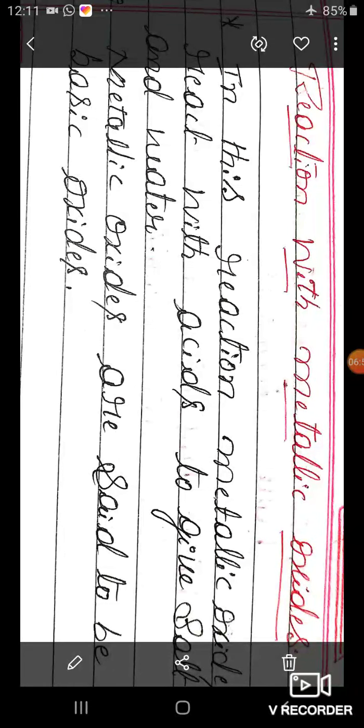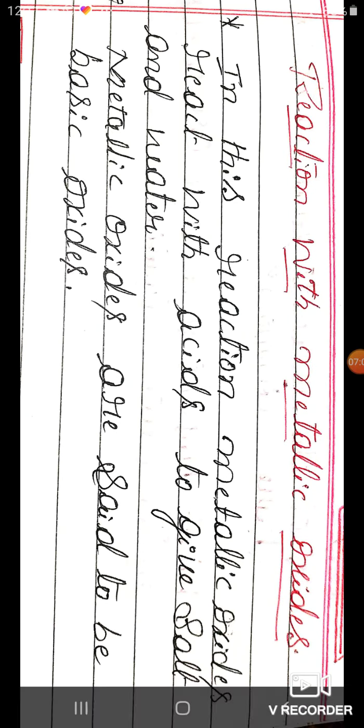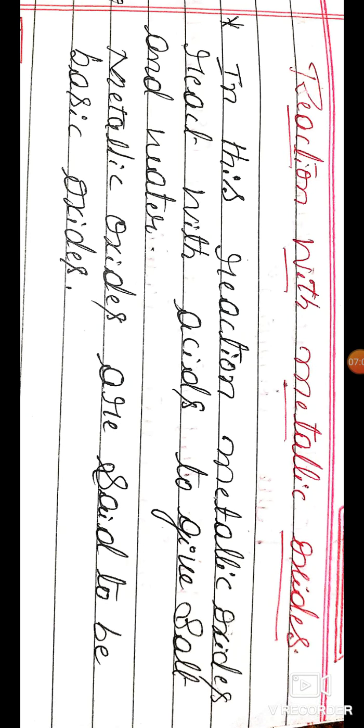Reaction with metallic oxides. In this reaction, metallic oxides react with acids to give salt and water. Metallic oxides are said to be basic oxides.